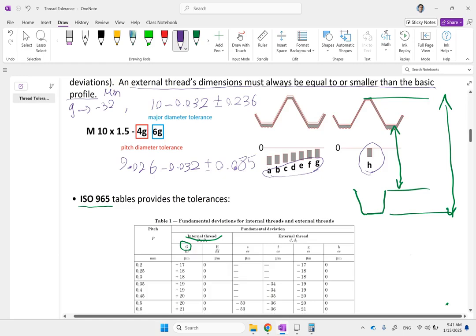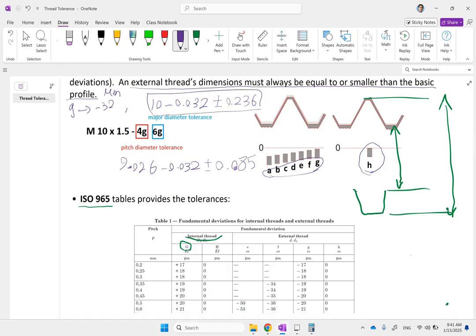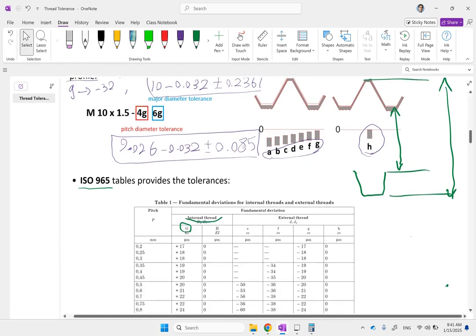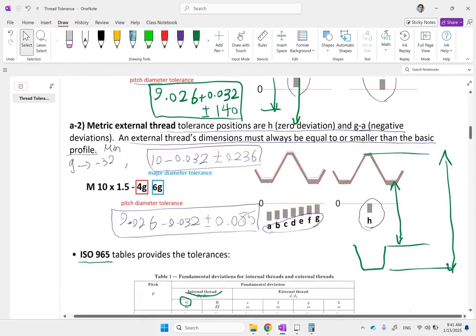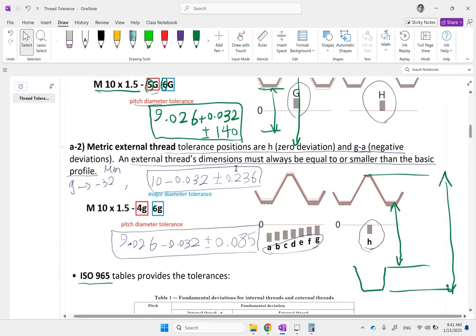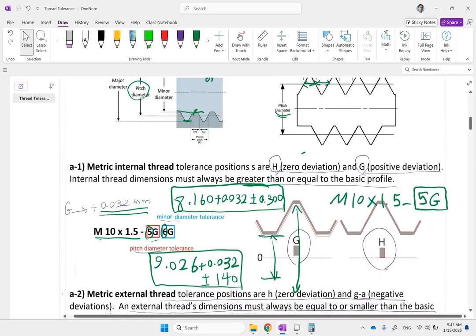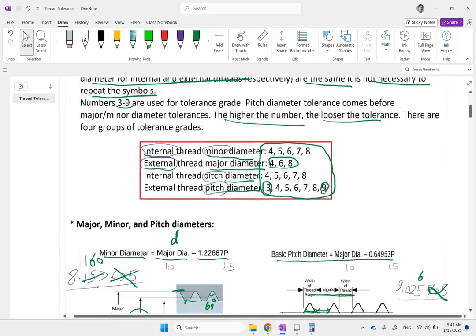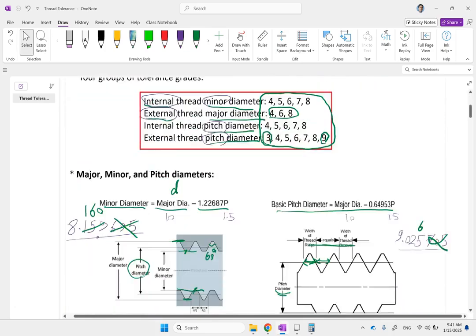So again, you subtract these two plus minus that for major, and subtract these two plus minus that number. That is for pitch diameter. Okay, so now hopefully you see with ISO 965 tables and with these classes and the tolerance locations, you can easily read and interpret the thread tolerance.